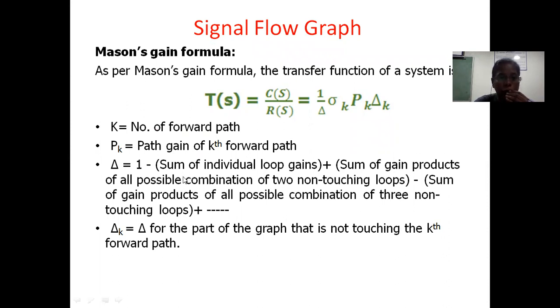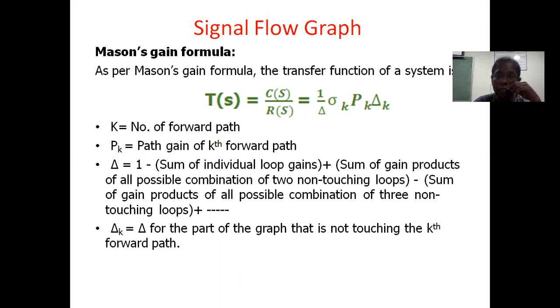Here we can see the formula for del. Del is 1 minus sum of individual loop gains plus sum of gain products of all possible combinations of two non-touching loops minus sum of gain products of all possible combinations of three non-touching loops, plus, like that it goes on. So the formula tells you that we need to find the sum of individual loops, then the two non-touching combinations, then three non-touching, then four non-touching, like that it goes on, based upon the problem given to us, based upon the signal flow graph which we have.